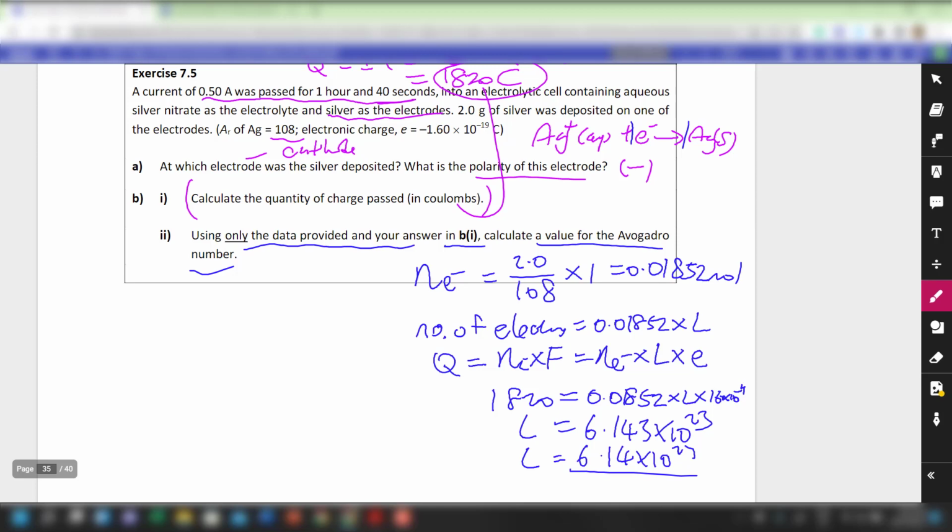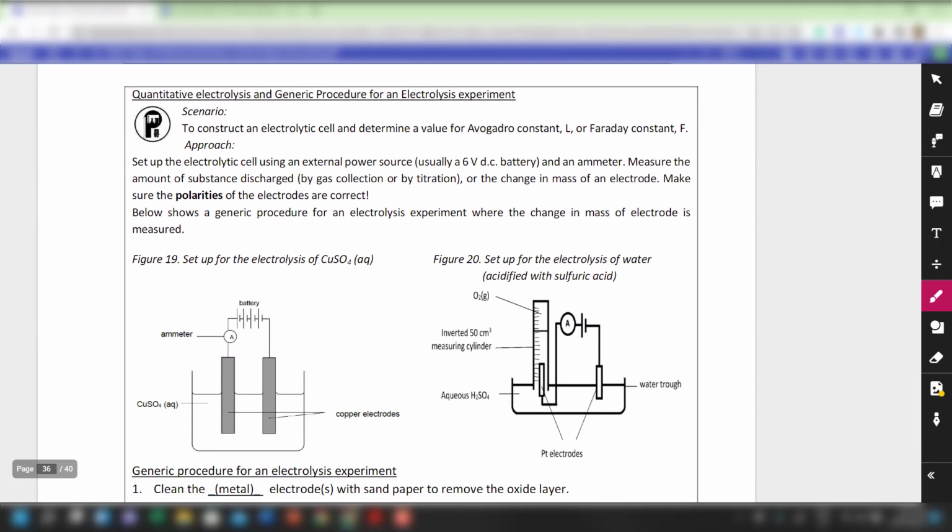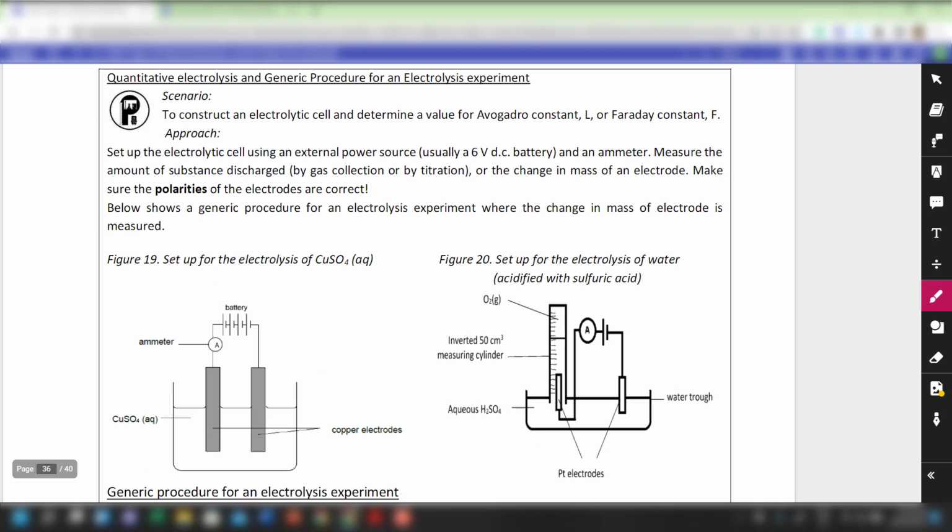With that, we'll move on to the next part, which is on planning. Remember, this is the planning icon. To construct an electrolytic cell and determine a value of the Avogadro constant or the Faraday constant, the approach will be to set up an electrolytic cell using an external power supply, usually a 5-volt direct current battery, and an ammeter. The ammeter is to measure the value of the current, and you also need a stopwatch to measure the time.